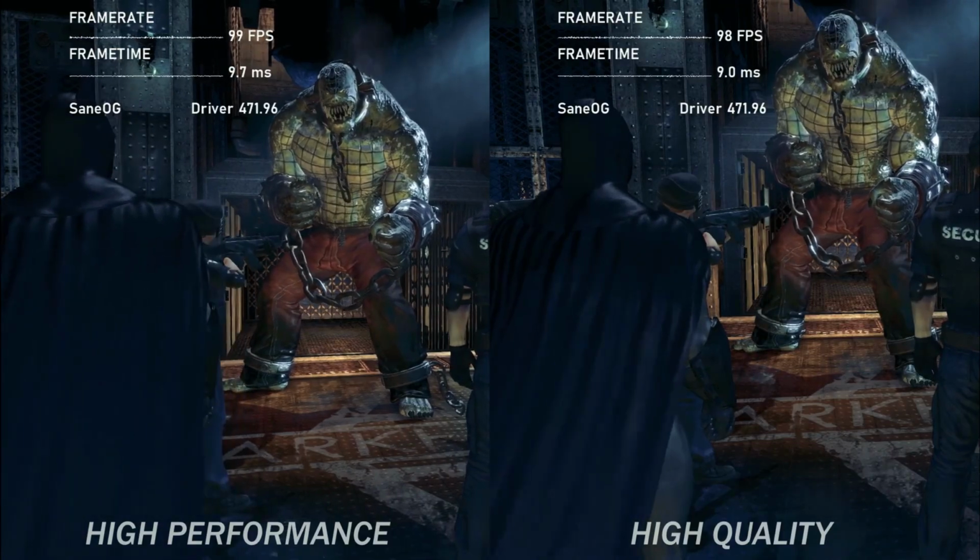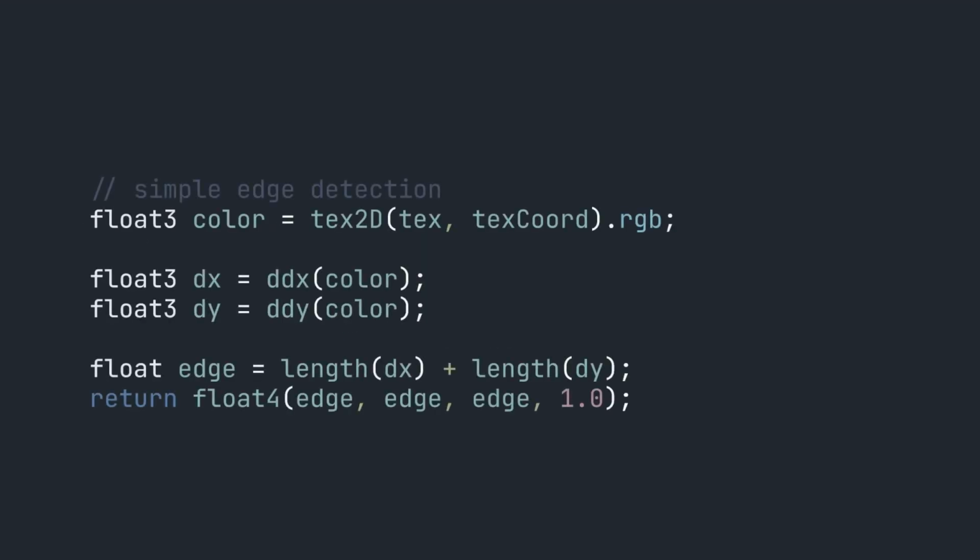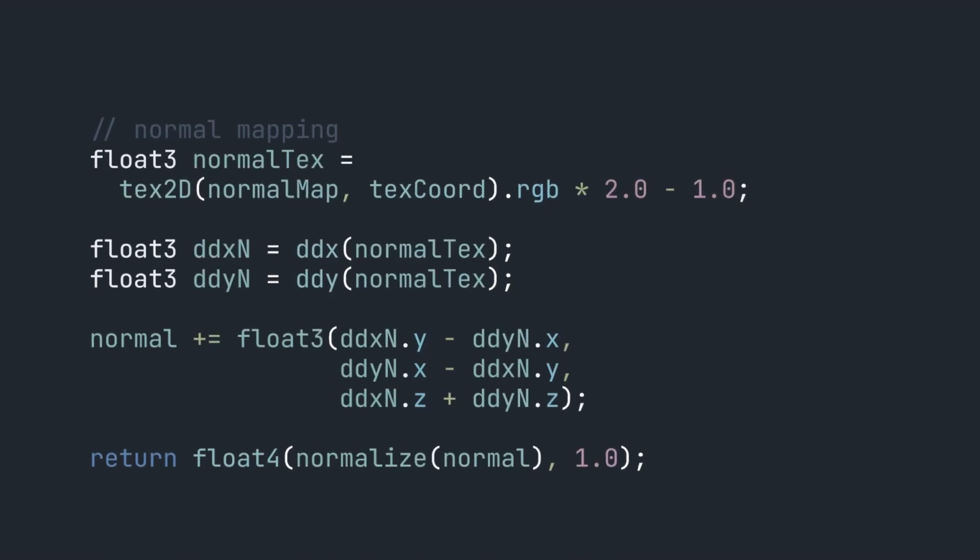Tip 6. Pixel derivatives. How do GPUs achieve smooth effects like anti-aliasing and texture filtering? With things like pixel derivatives. This can be used, for example, for anti-aliasing and anisotropic effects, filter effects, blurring, and getting the texel density of an object.